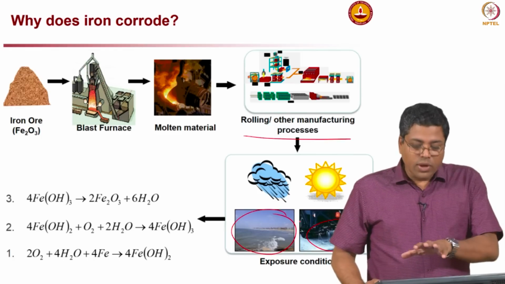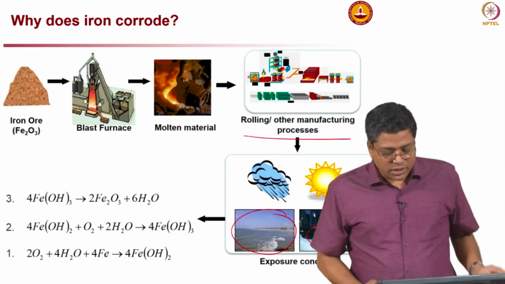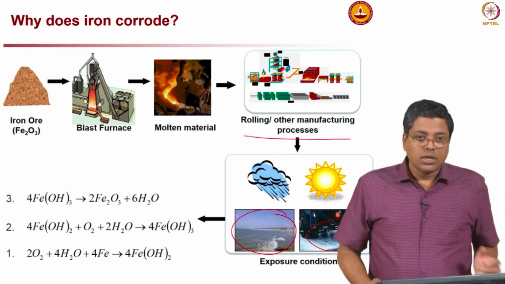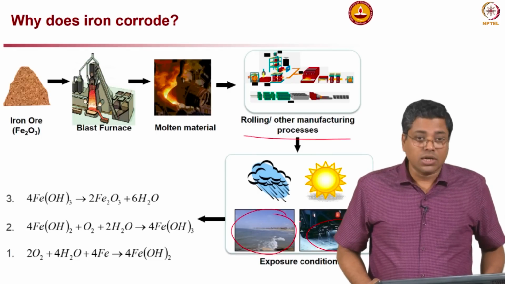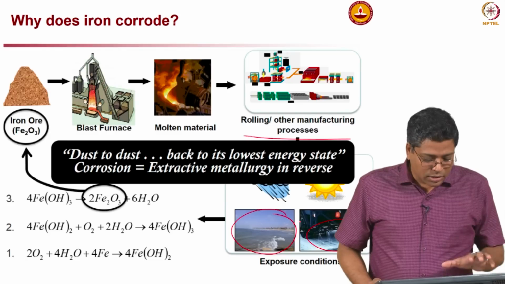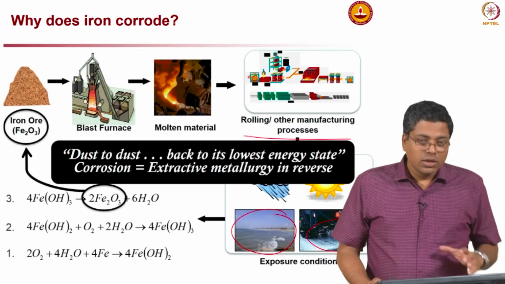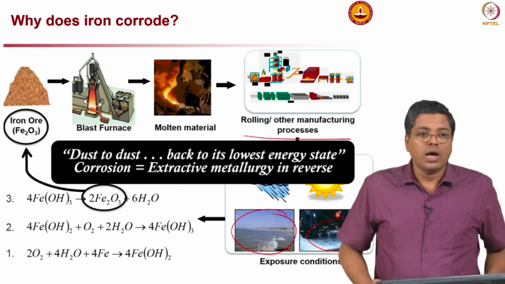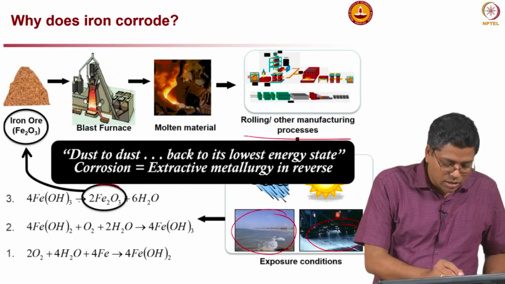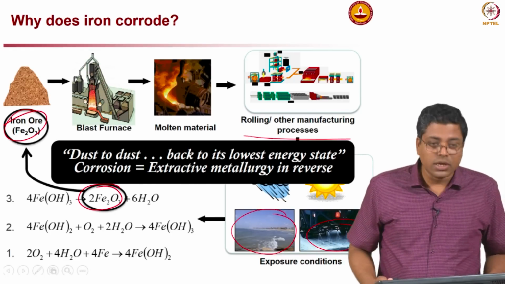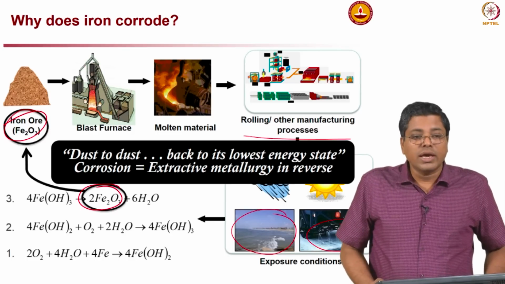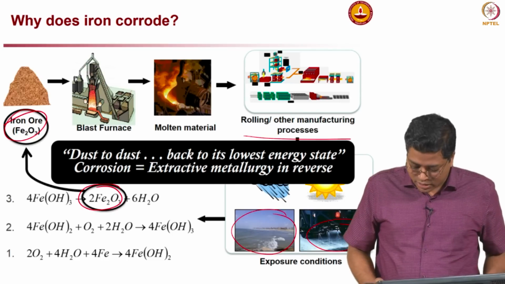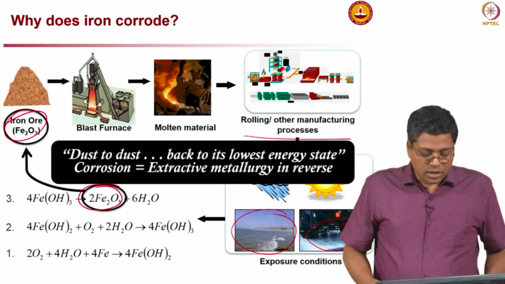When the steel-concrete system is exposed to moisture, temperature or chlorides, it undergoes chemical reactions which we can call corrosion reactions, like the one shown on the screen. Eventually the end product of these reactions is something very similar to iron ore, Fe2O3, which you can see here. So, corrosion can also be defined as extractive metallurgy in reverse.